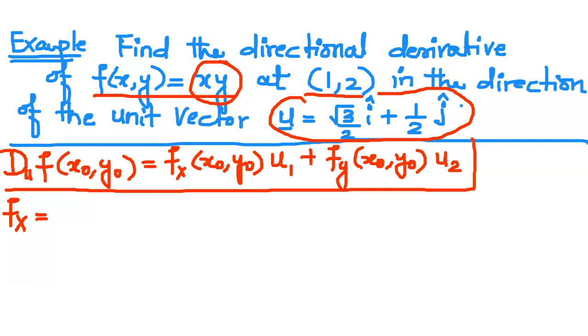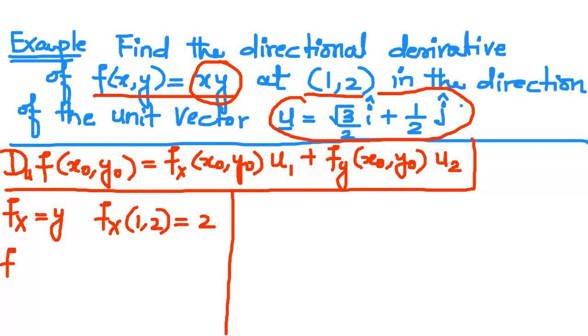What is the partial derivative with respect to x? Only y. Okay, so if you substitute the value of the point, which is the point (1, 2), that will give me 2. Similarly, what is the partial derivative with respect to y? That is equal to x. So if I apply the point in that, that will give me 1.